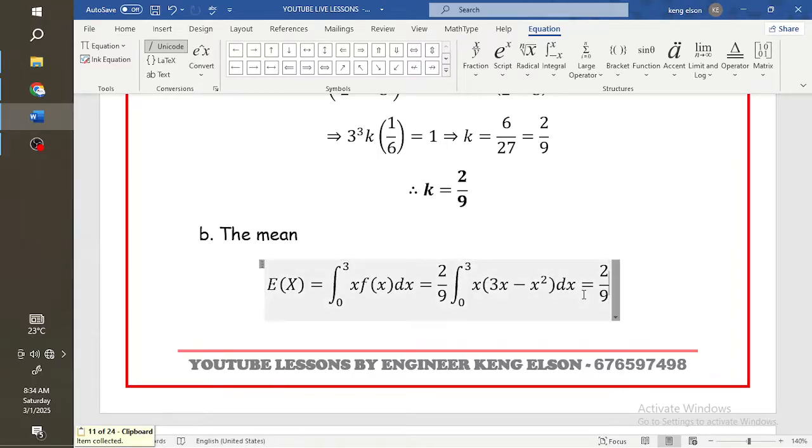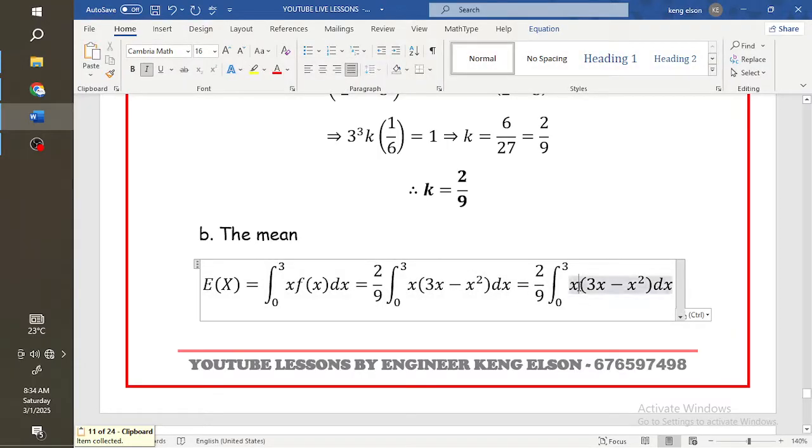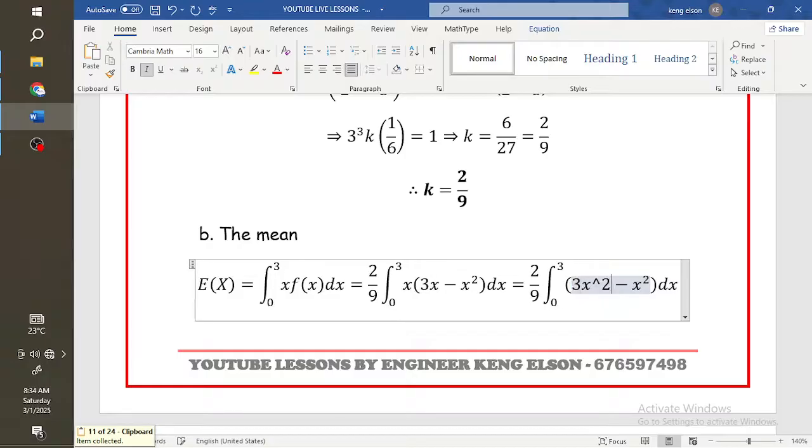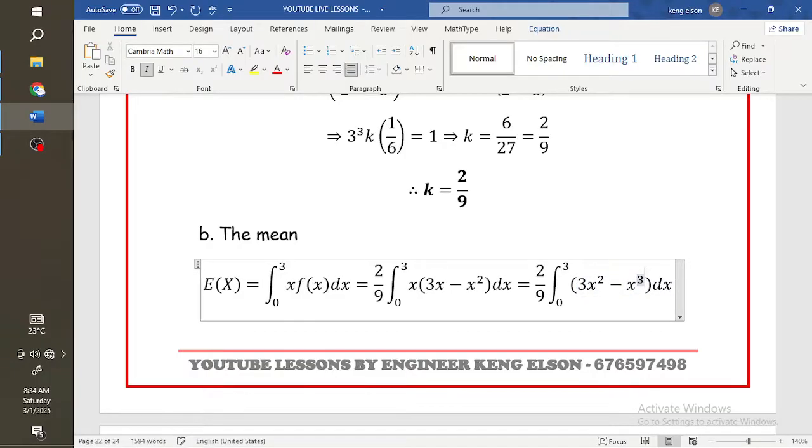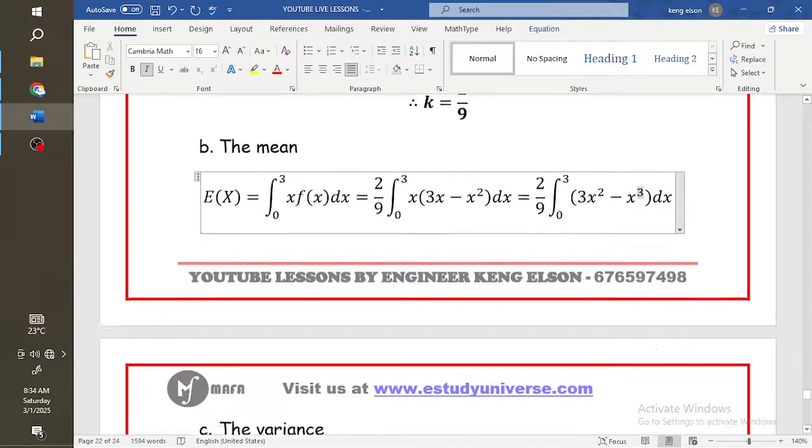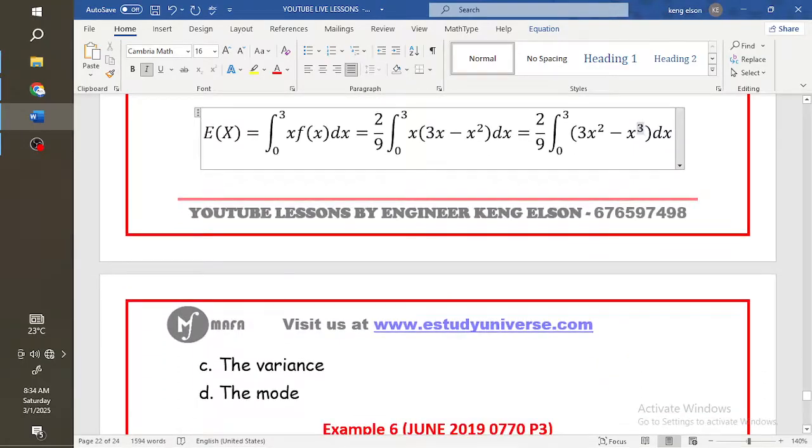now let me multiply that x with every term. So if I multiply the x in, I'm going to have here 3x squared minus x cubed. I think you guys can be able to do this, so I'm just going to leave it. Okay, tell me the answer in the comment section.